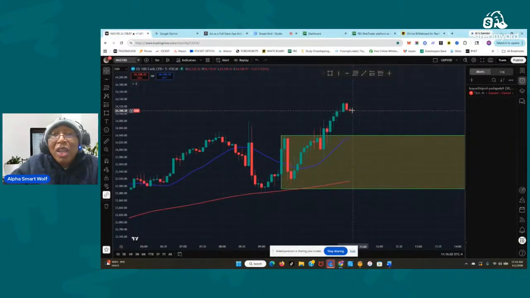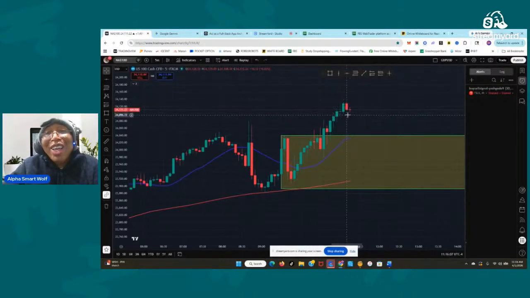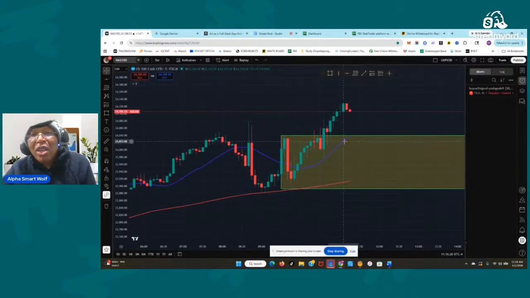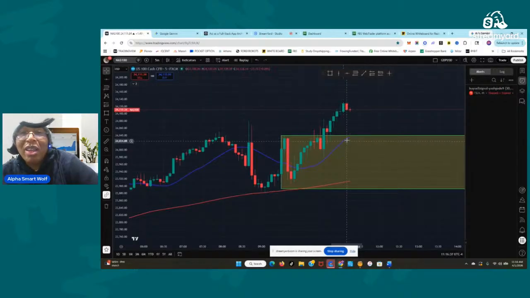Okay, so we really didn't get an engulfer as such. You can see it is not an engulfer. It didn't end up as an engulfer. The green candle is still super big compared to the red candle. So I don't think I'll consider that an engulfer. I think it's just a minor breath. So this didn't happen during this session.